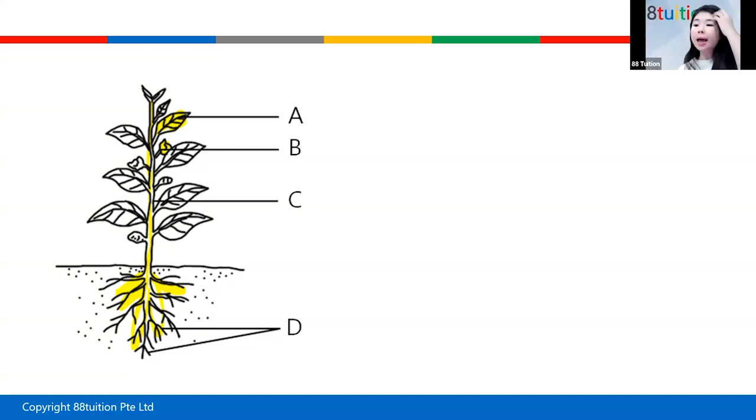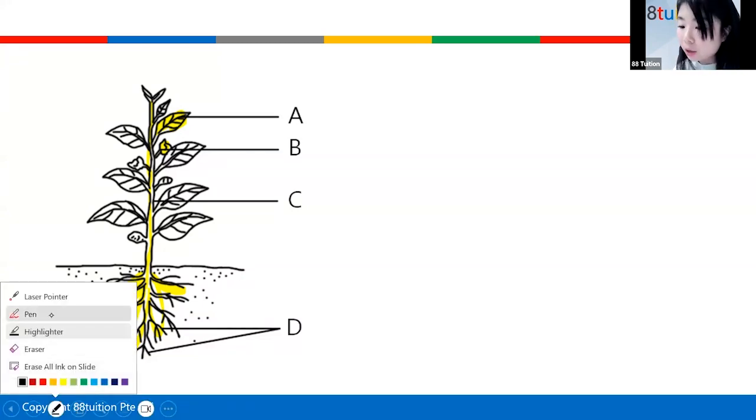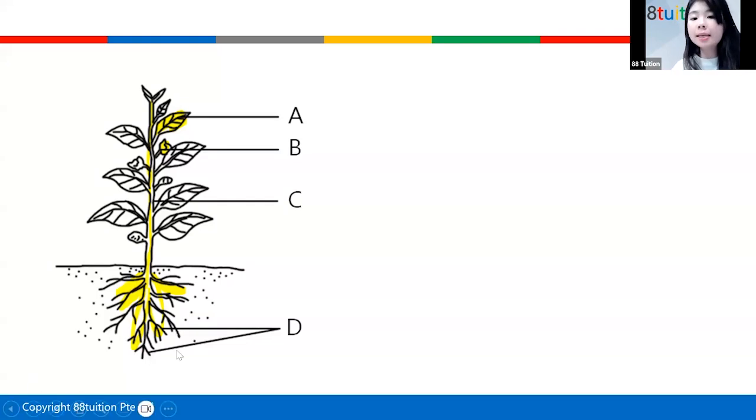Okay, I hope we are done. We are going to start from the bottom, the roots. We are going to start with part D. Zixing, can you tell me what is part D of the plant?